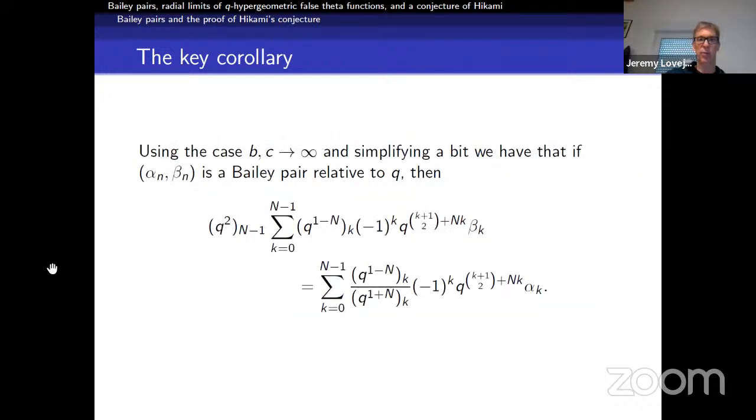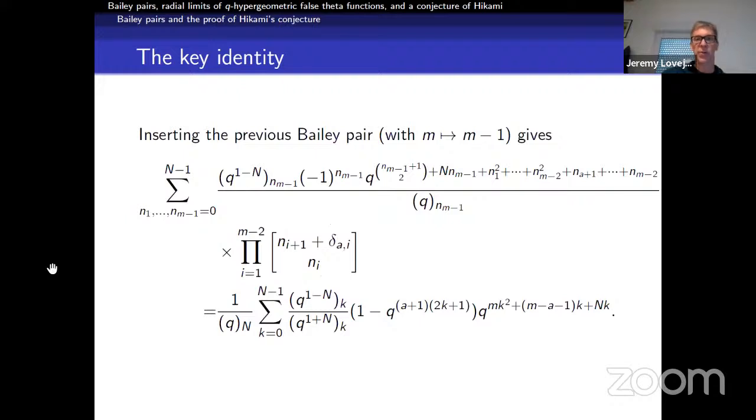Okay, so how does this help? Well, let's just insert the previous Bailey pair. So remember, our goal is to construct this truncated q-series of Hikami. So if I insert the previous Bailey pair and change m to m minus 1, this is what I get.